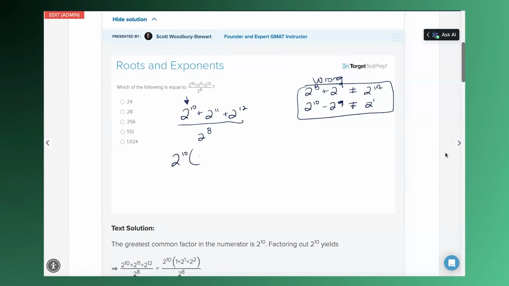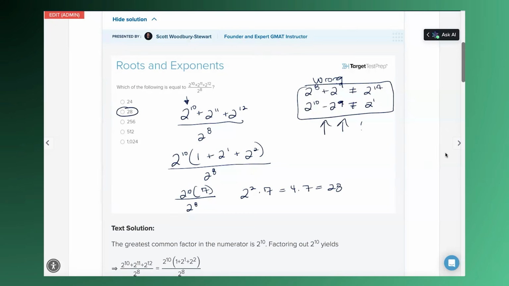I see, okay, we factor out a GCF, or greatest common factor, of 2 to the 10 on top. That's what I did. Except, wait, hold on. I only have a 2 to the 1 plus 2 to the 2 in my parentheses. I completely missed that plus 1 at the beginning, which gave me a 6 instead of a 7 in my parentheses, such that when I reduced 2 to the 10 over 2 to the 8 down to 2 to the 2 or 4, I got 4 times 6 equals 24, when I should have had 4 times 7 equals 28.